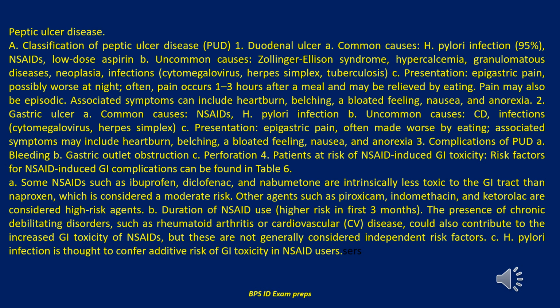1. Regarding duodenal ulcer, A. Its common causes include Helicobacter pylori infection, which accounts for 95% of cases, NSAIDs, and low-dose aspirin. B. Its uncommon causes include Zollinger-Ellison syndrome, hypercalcemia, granulomatous diseases, neoplasia, and infections, e.g., cytomegalovirus, herpes simplex, tuberculosis.